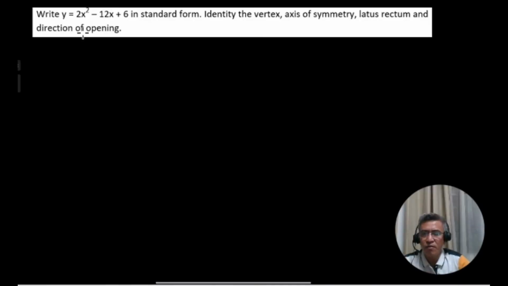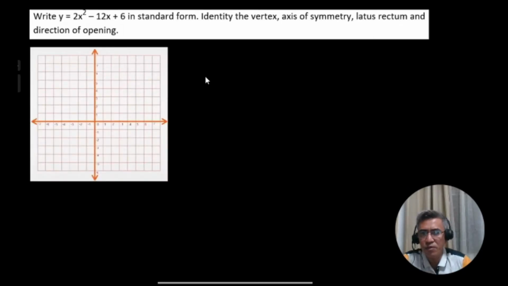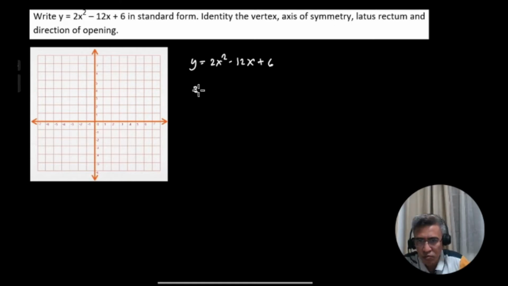Example: write y is equal to 2x squared minus 12x plus 6 in standard form. Identify the vertex, axis of symmetry, latus rectum, and direction of opening. Solution. The equation is y equals 2x squared minus 12x plus 6, and we put it in standard form.